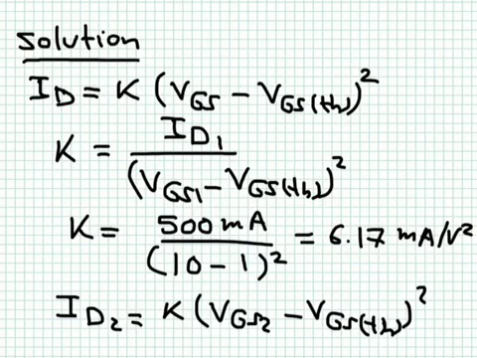Now, I was given a second value of VGS and I was asked to determine what is the corresponding current. So I go back to that equation. I now know what is K. K is a property of the transistor. So K, as a property of the transistor, did not change with biasing. So now I put the new value of VGS and then I can get the current.